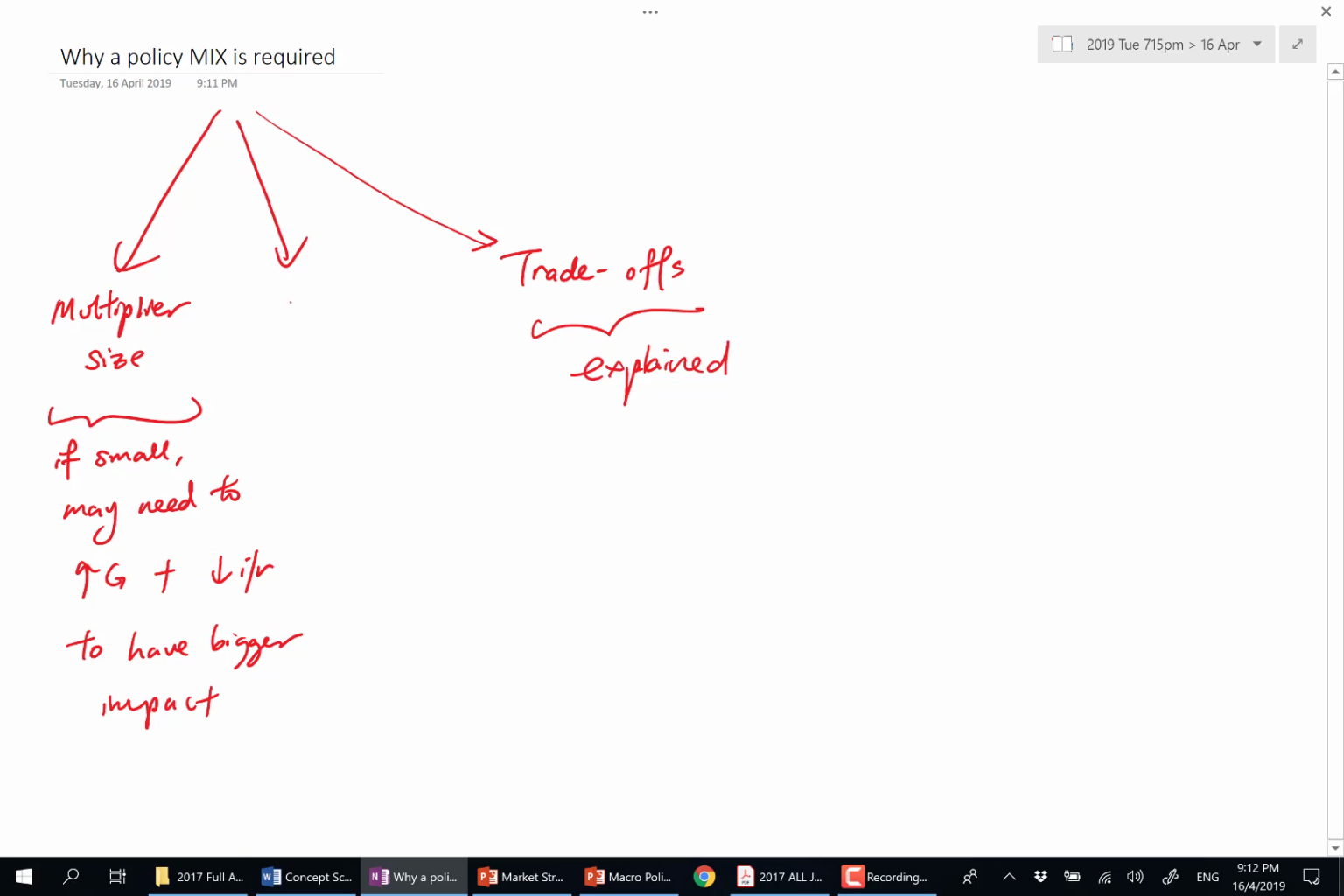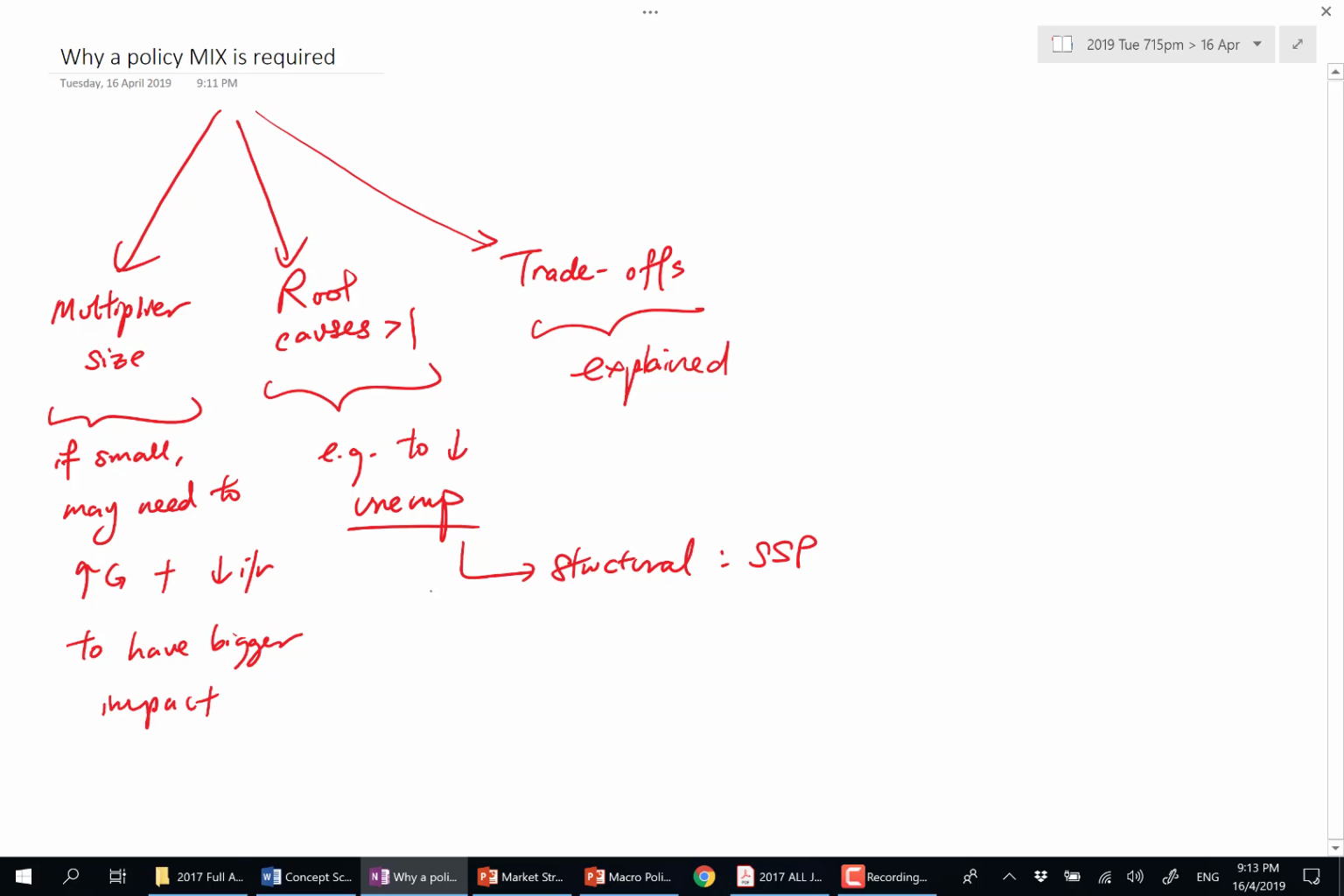This one, root cause. This is actually saying there could be multiple root causes of the problem. Let's just think about the remedy for unemployment. If you are talking about structural, I need supply side. If you are talking about cyclical, then I need demand side.